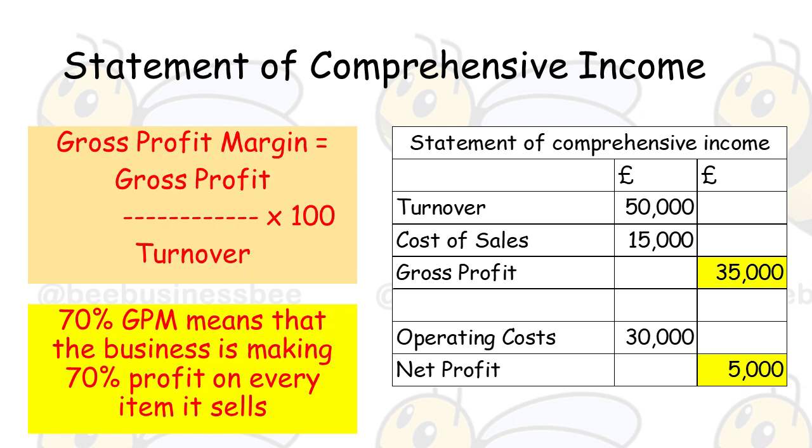The gross profit margin is calculated by doing the formula gross profit divided by your turnover multiplied by 100 to turn it into a percentage. In my case here, that would mean 35,000 divided by 50,000 and then multiplied by 100, which would be 70%. So that means that I have a 70% gross profit margin, meaning that every item I sell, I make 70% profit on it.